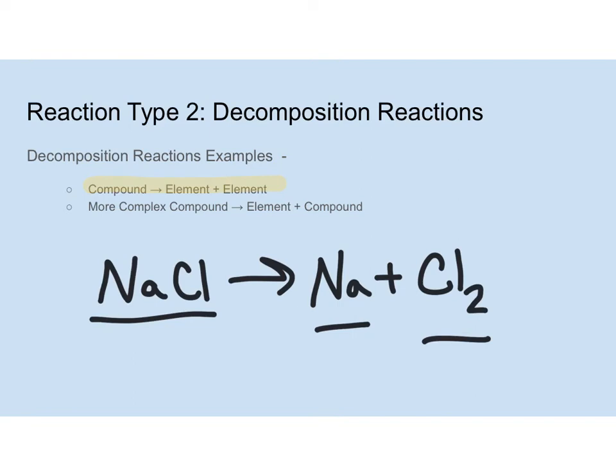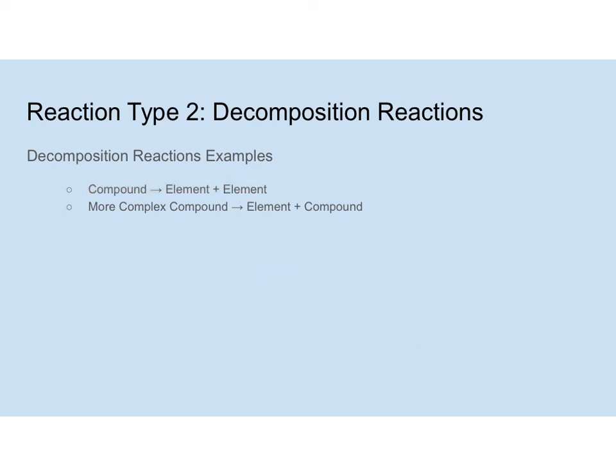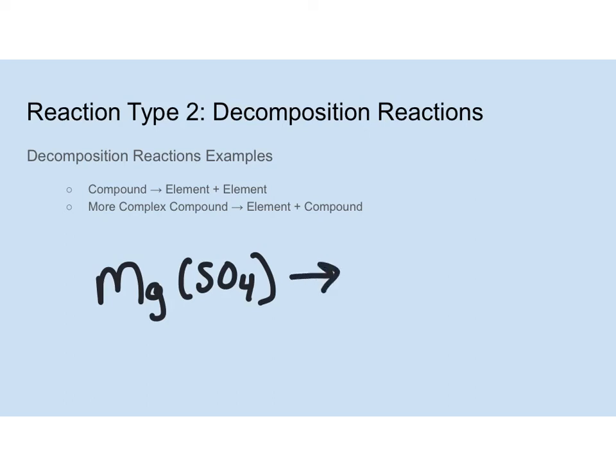All right, now let's take a look at an example of a more complex compound breaking. So let's take something like MgSO4. So we've got MgSO4. There's my compound. And if we were to break it apart, this would go into Mg. I don't need to put a 2 because it's not a diatomic, plus SO4.